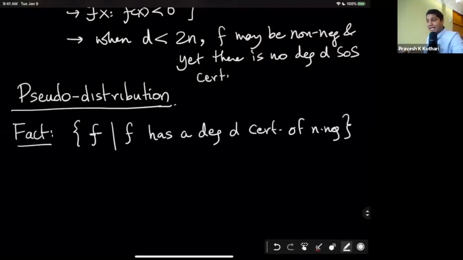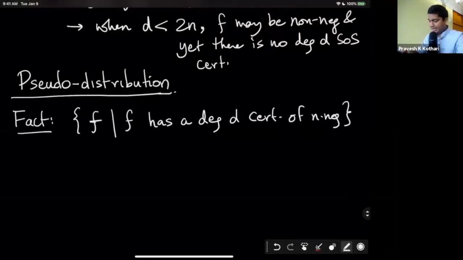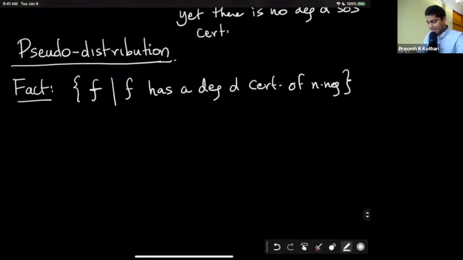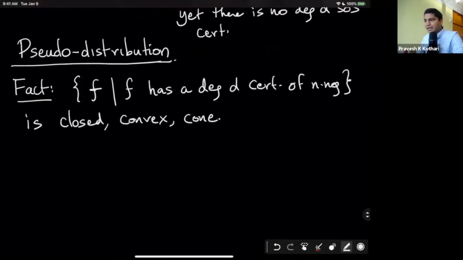Okay, so take all polynomials which are not only non-negative over the hypercube but also admit a degree d SOS certificate of non-negativity. Then this set is a closed convex cone. All these terms were defined, and at least some aspect of what they mean was given to you in the homework.